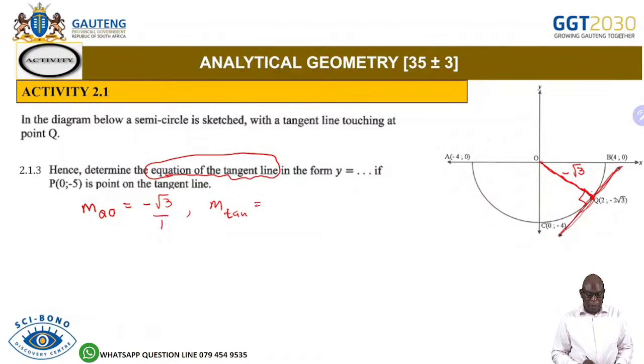This is over 1. So we just swap it around. We put 1 on top, square root there, and we change the sign. This is negative, so this should be positive. So now we know the gradient of that, but it says it passes through the point (0, negative 5).